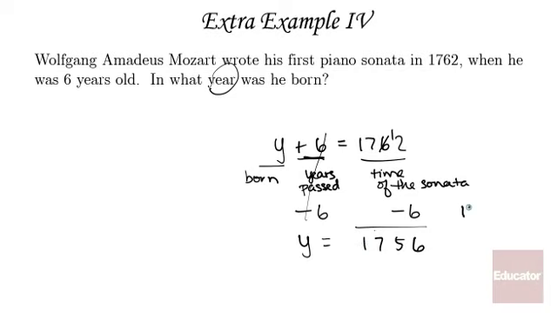So let's take his year of birth, 1756, and add 6 more years. The year he was 6. 6 years passed by. And we get 1762, which is correct. So in what year was he born? He was born in 1756. And years don't have any type of unit, so you could just leave it 1756.